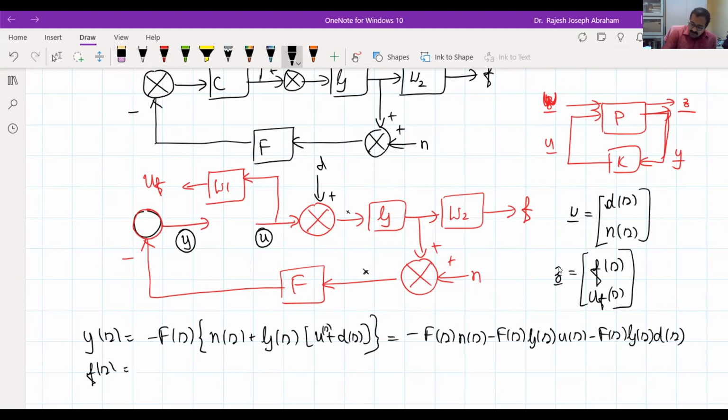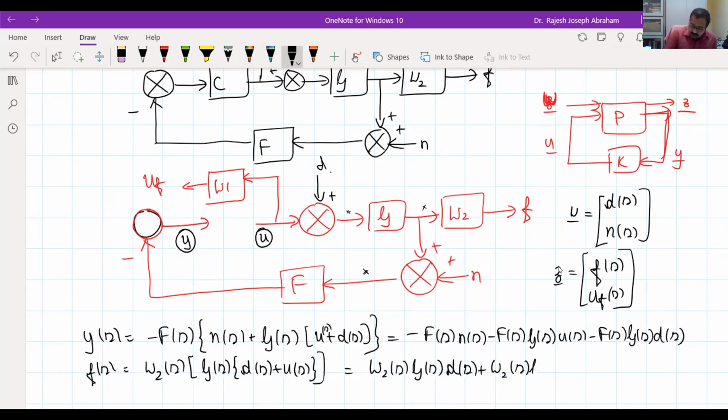What is F(s)? F(s) is nothing but W2 into the signal at this point. What is the signal at this point? G(s) into the signal at this point. What is the signal at this point? D(s) plus U(s). Okay, so I can write F(s) as W2(s) into G(s) into D(s) plus U(s). So this means W2(s) G(s) D(s) plus W2(s) G(s) U(s).